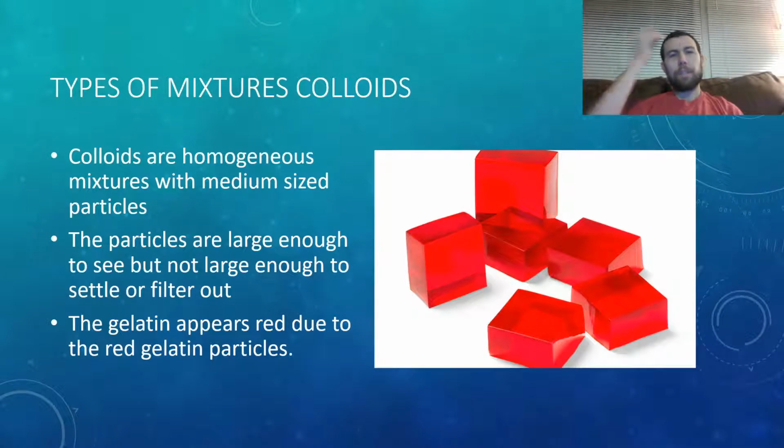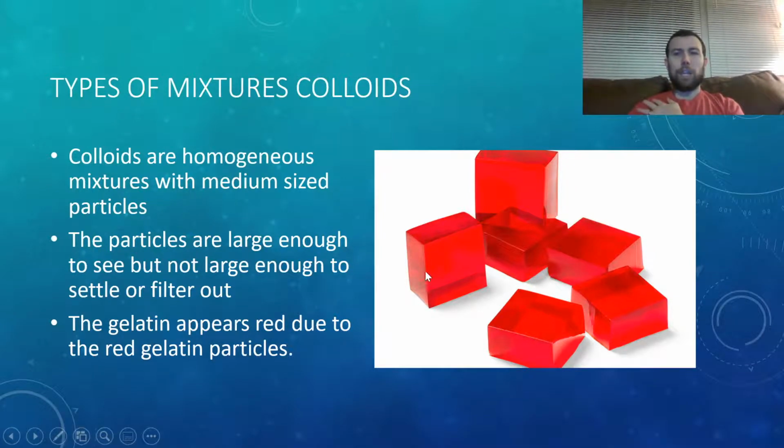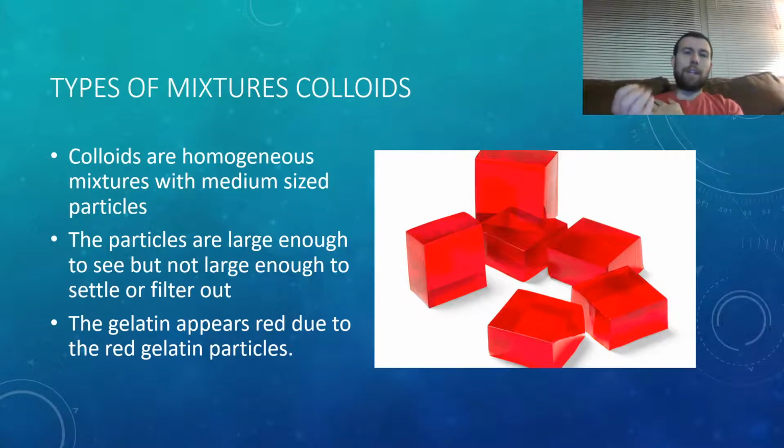Now, another type of mixture that's homogeneous are going to be colloids. Colloids are homogeneous mixtures that have medium-sized particles. The thing about these particles is they're large enough to see, but they're not large enough to settle or filter out. If you've ever made Jell-O, the gelatin in Jell-O, in this particular case, is red due to the red gelatin particles that you can visibly see.